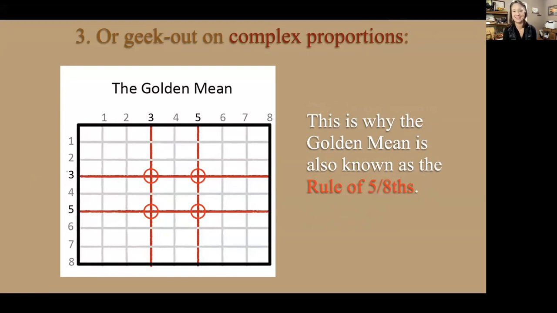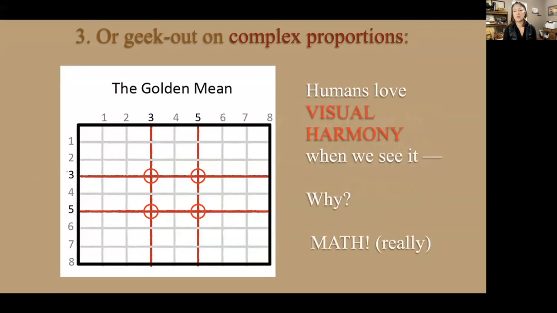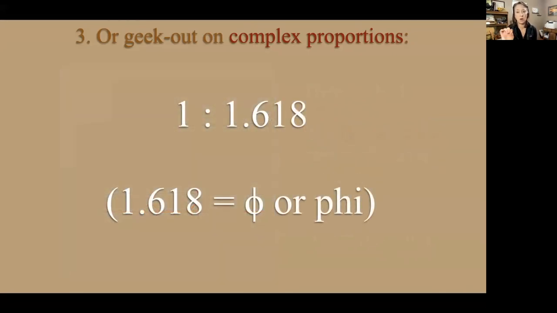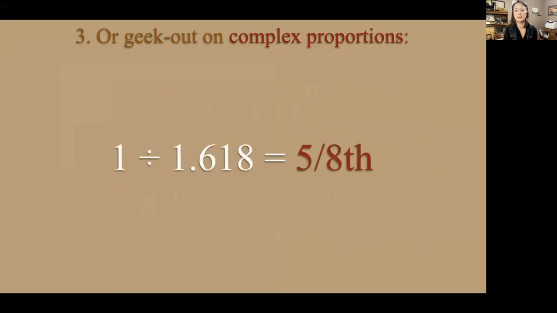Now, it gets geekier. This is fun. So why is our eye drawn to this rule of 5/8? Visual harmony. We love it. We really are drawn to it. And it has to do with the math, and it has to do with the human body. It's kind of cool. So the golden mean, this golden rectangle, the rule of 5/8, represented as a ratio, is 1 to 1.618, which is known as phi, not to be confused with pi, phi. 1 to 1.618, remember that. If you divide 1 by 1.618, you get 5/8, just as a reminder of what that ratio is representing.